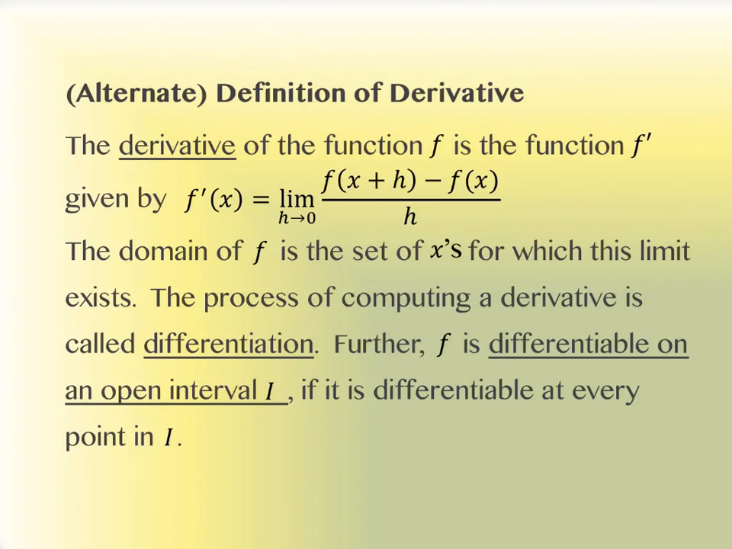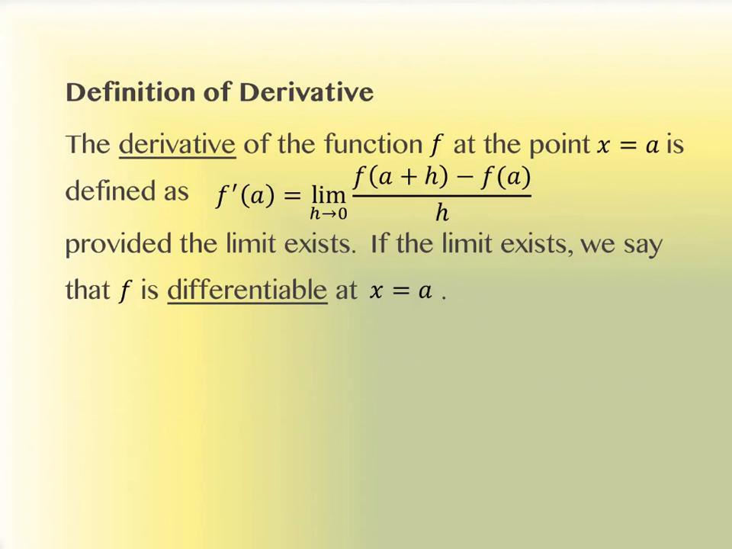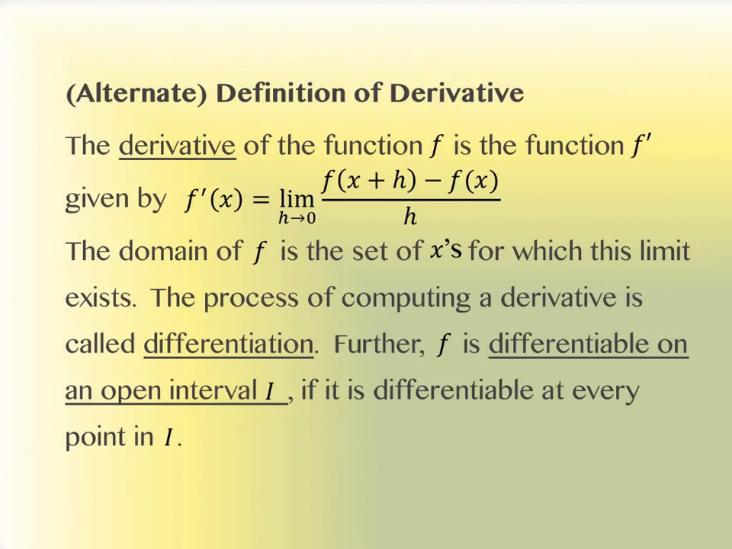Look carefully, what's different between this one and the last one? This has an x, and the last one had an a. This is a very minor detail. It's really not that important. But it's how they're describing it. Over here, they're saying the limit exists at a point a. This one's saying the limit exists everywhere that a will work. This derivative will exist at all of the a's that work. This definition holds. The process for finding a derivative is called differentiation.